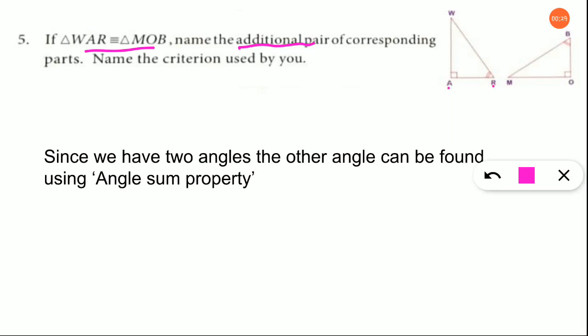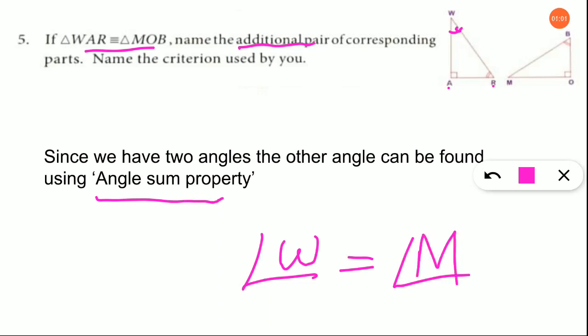So already we know 2 angles here, that is angle A and angle R is known, and it is same in both the triangles. If there are 2 angles known, is it easy to find the unknown value of the third angle? Yes. You are going to add this and subtract it from 180 and get the third angle, right? So shall we use this as an additional pair? That is, angle sum property is used, to find the value of angle W and angle M. Okay, so this is the additional pair and this is the criterion that is going to be used.